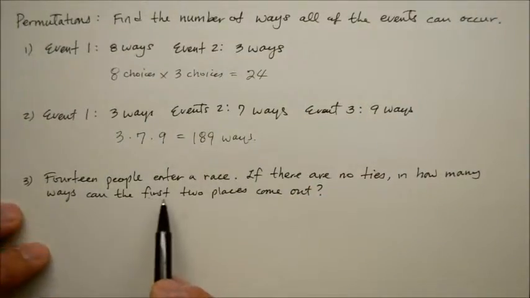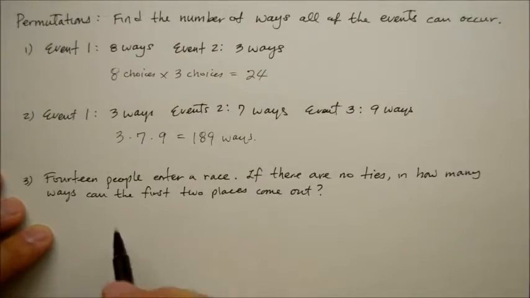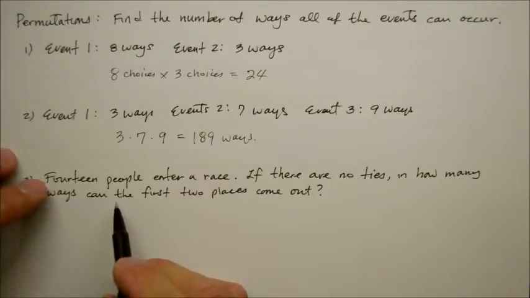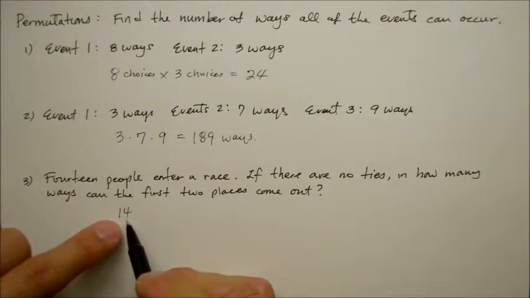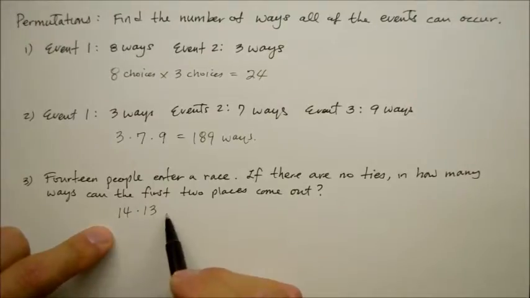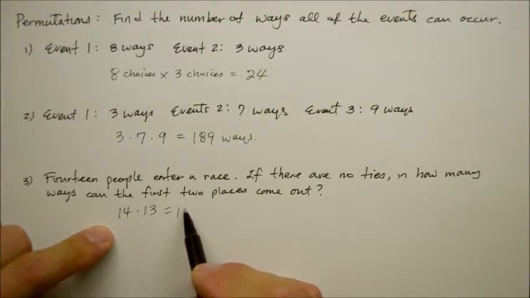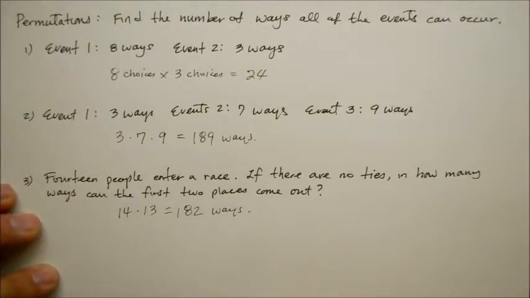And finally here, 14 people enter a race, and no one's going to tie. How many ways can the first and the second place come out? Well, for first place, all 14 people have a chance. That's the first event, the gold medal. The second is the silver medal. If one person won out of the 14 runners, then only 13 people have a shot at the silver medal. So 14 times 13 is 182. There's a total of 182 possible ways that first and second place can be placed.